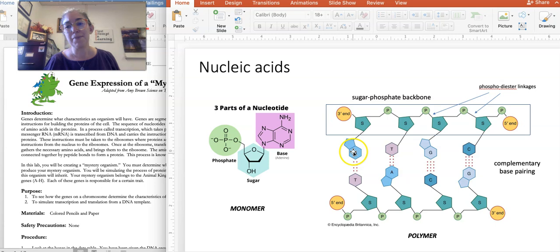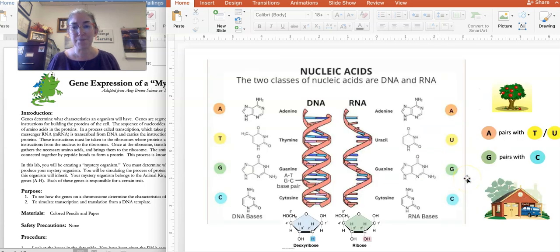So you can see here that there's these red dotted lines connecting the bases on the opposite strands of DNA. And those red dotted lines represent hydrogen bonds that are holding those base pairs together. And you'll notice that A and T always base pair and have 2 hydrogen bonds connecting them, and G and C always base pair and have 3 hydrogen bonds connecting them.